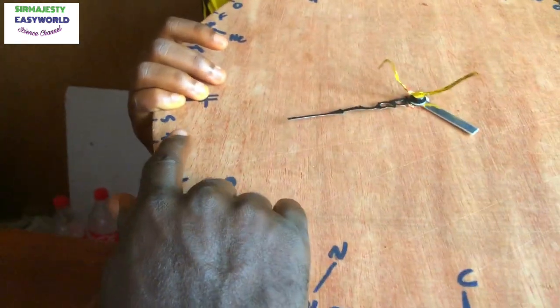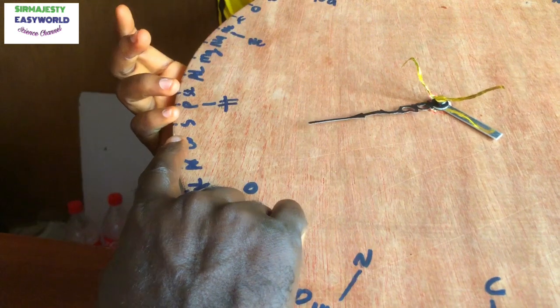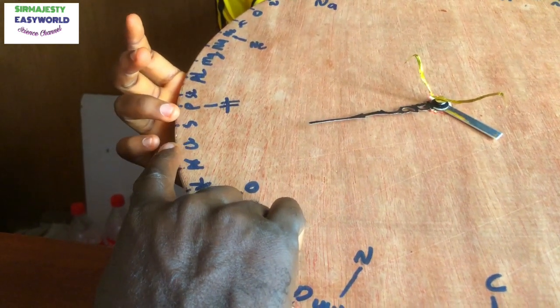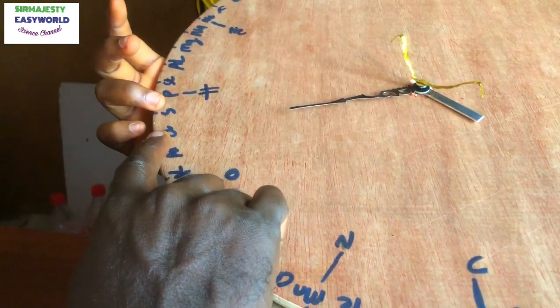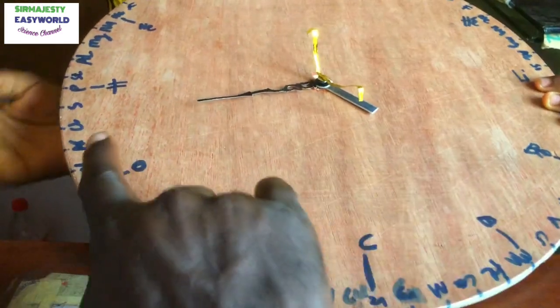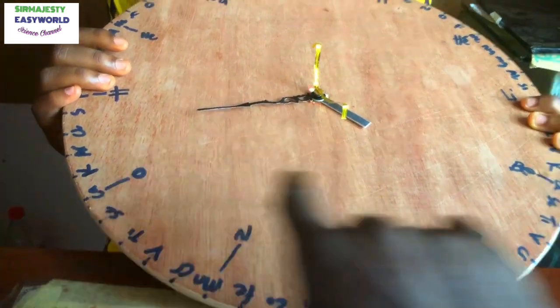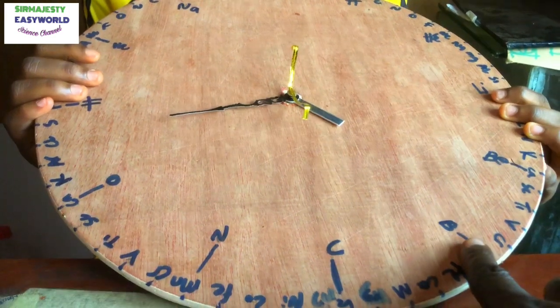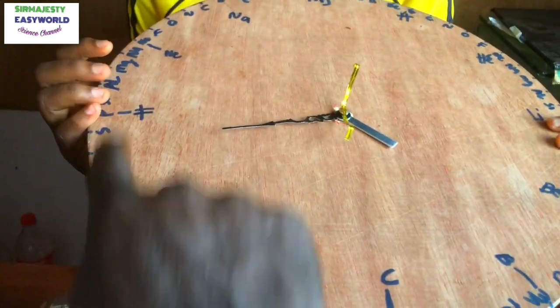So when you look at this hand now, watch it. It is pointing at what? Chlorine. Yeah, and chlorine is number what? 17. And that's 17 minutes to, 17 minutes to, that's chlorine minutes to what? Boron. Meaning 17 minutes to 5.